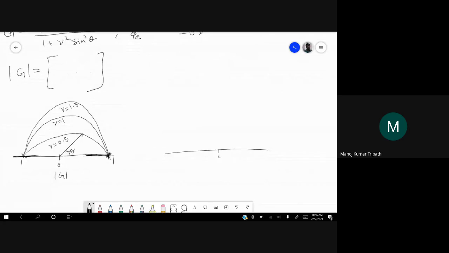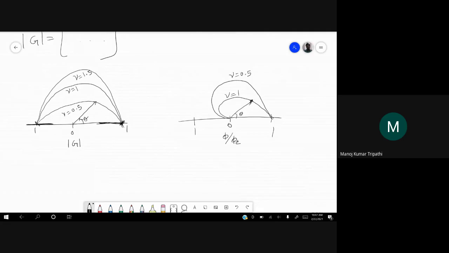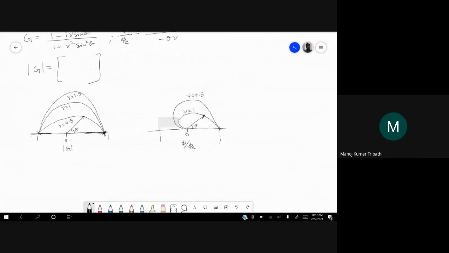And similarly, you plot phi by phi e, which is the relative phase shift. And what this will look like is something like this. So for a particular theta value, this is the value, the length of this vector. This is for nu equal to 0.5 maybe. So you can plot that also for different values of nu and see which value of nu will give you mod g, which is close to 1, so that there is minimal dissipation, and also what value of nu will give you minimum relative phase shift, because you want to minimize both of them.